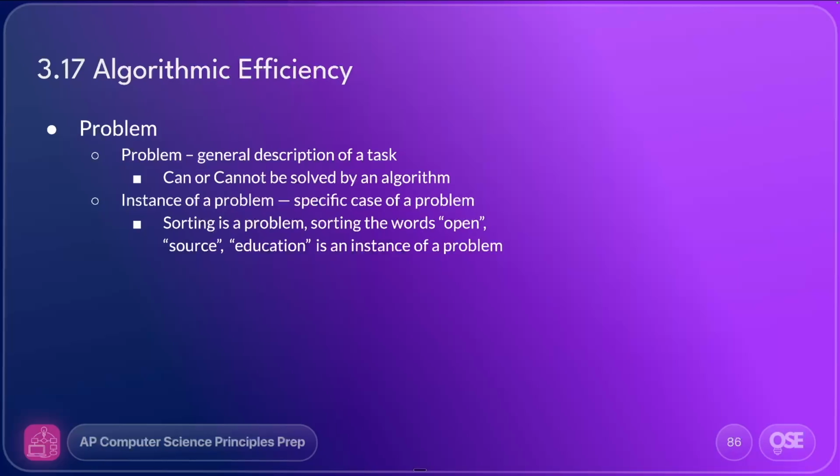Next is efficiency. But before we discuss efficiency, we have to talk about problems. A problem is a general description of a task. It can or cannot be solved by an algorithm. An instance of a problem is a specific case of a problem. For example, sorting is a problem, but sorting the words open, source, and education is an instance of a problem. Just some vocabulary to know.